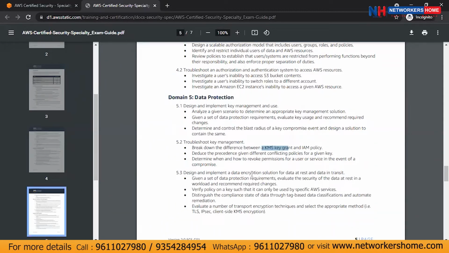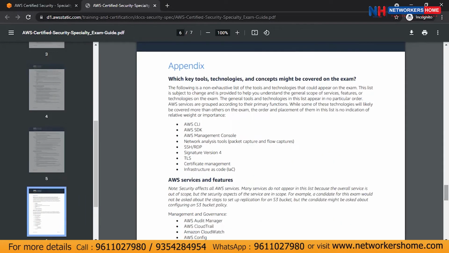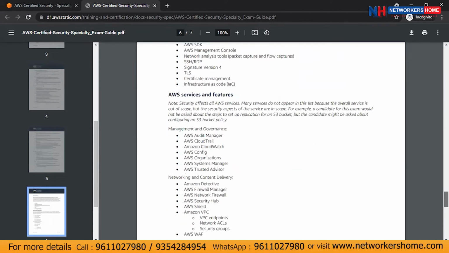Design and implement data encryption solutions for data at rest and when data is in transit. So we look at all possible AWS services for this. There it is. In total, how many domains? 5 domains. What are the possible services we cover? On the management and governance side: Audit Manager, CloudTrail, CloudWatch, Config, Organizations, Systems Manager, Trusted Advisor.